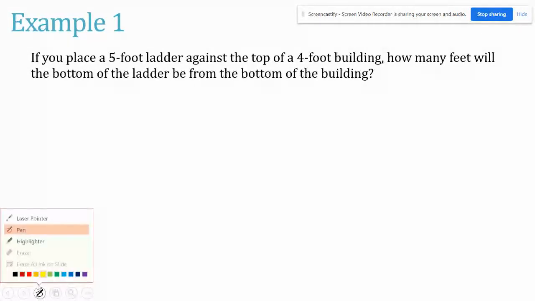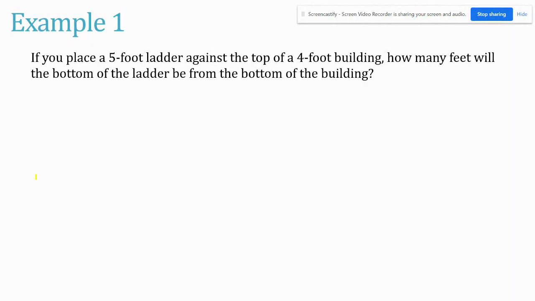But before I start the question, I'm going to highlight some important information, just like you would if you were annotating notes in English class. So it's important to know that our ladder is 5 feet, and our building is 4 feet tall. And then the goal is to find out what is the distance from the bottom of the building to the bottom of the ladder. Okay, so it's important that we know what we're looking for. We want to know what the question is asking of us and how to set this up.